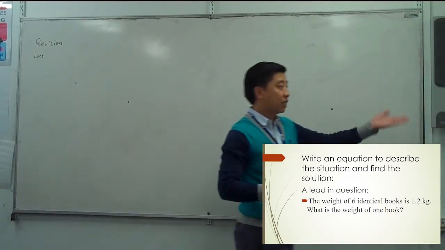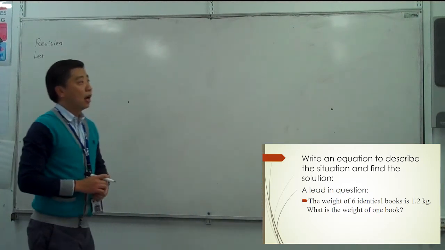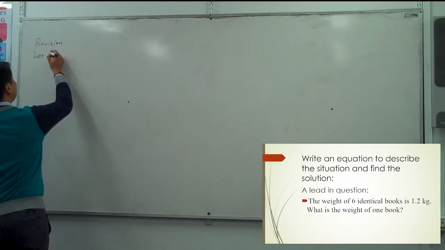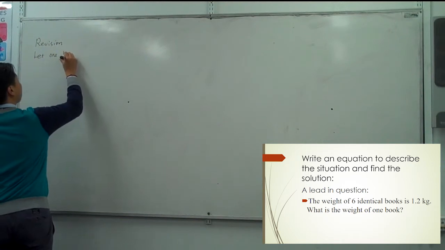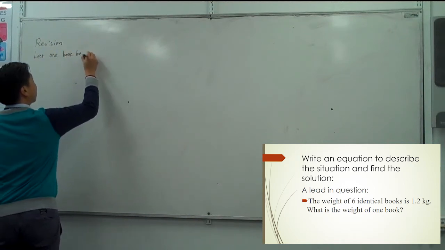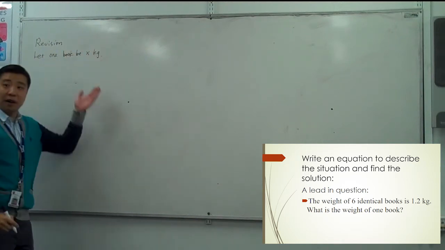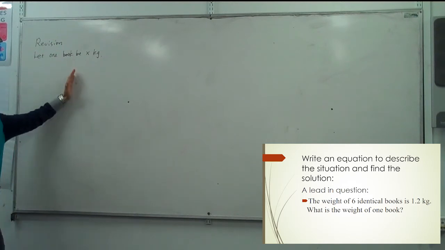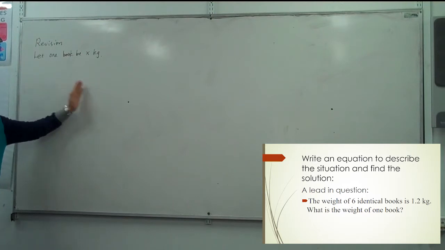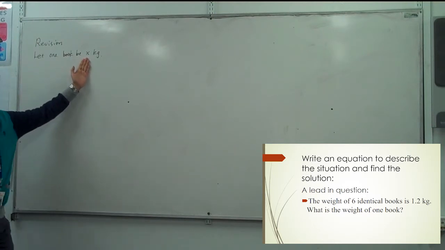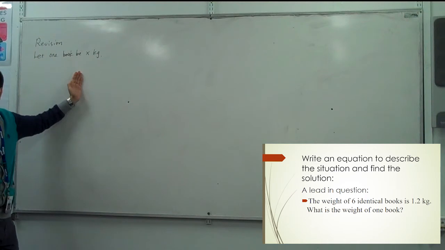So we just let one book be x kilo. Let one book be x kilo. This is my first step. This is what we talked about yesterday. So what is the next step? After you set up the variable, what is the next step?